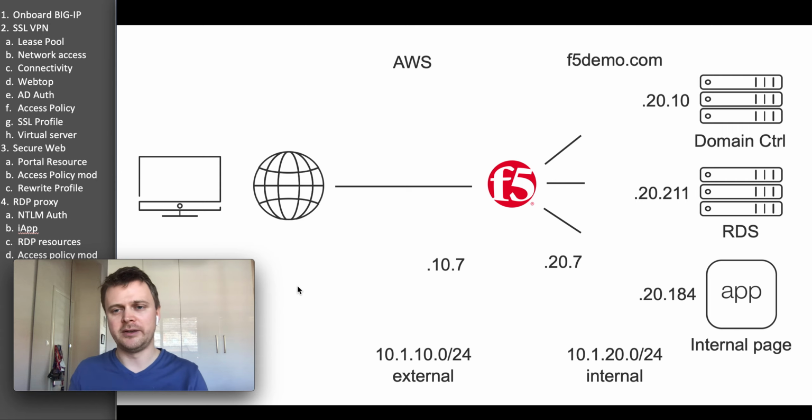We have the domain controller for domain f5demo.com to provide authentication services for us, because we need to have a user authenticated from some real repository, and we actually have the RDP remote desktop services server that is providing us remote sessions. That's it. Let's move on with configuration.